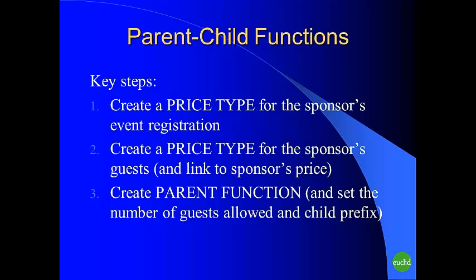There are three key steps to set up parent-child functions. First, you will create a price type to be used on the sponsor's event registration. Second, you will create a price type to be used for the sponsor's guests and link it to the sponsor's price. Third, you will create the parent function that sponsors will purchase. As part of this, the number of guests allowed and a child prefix are entered.